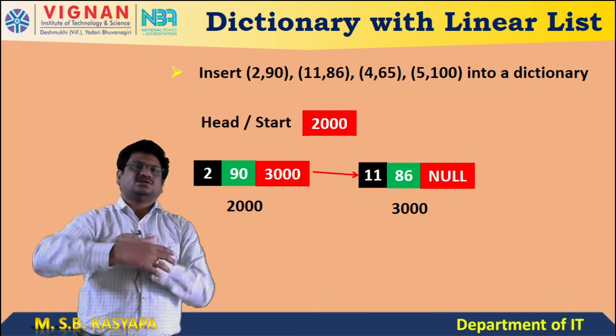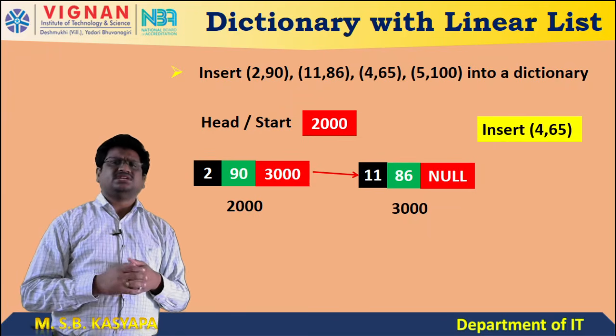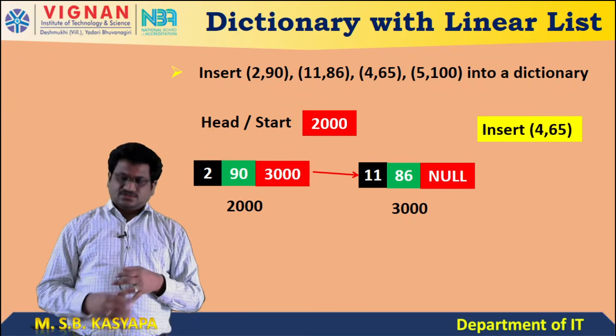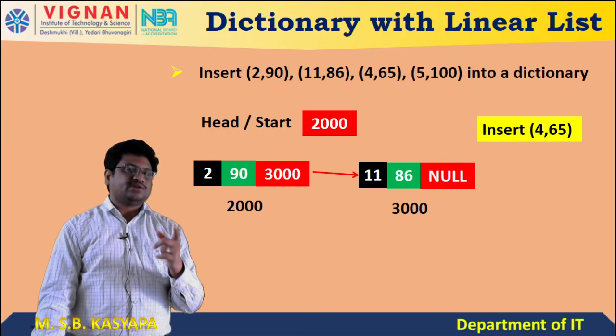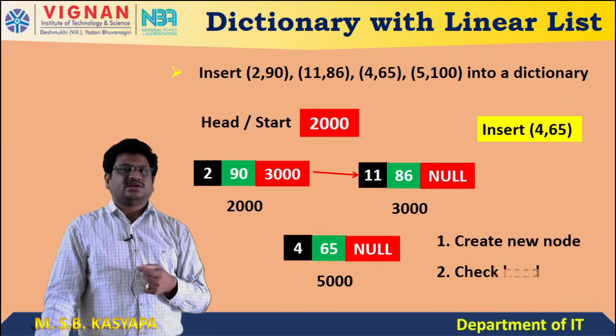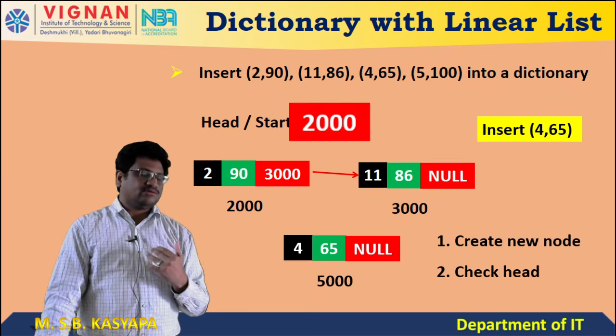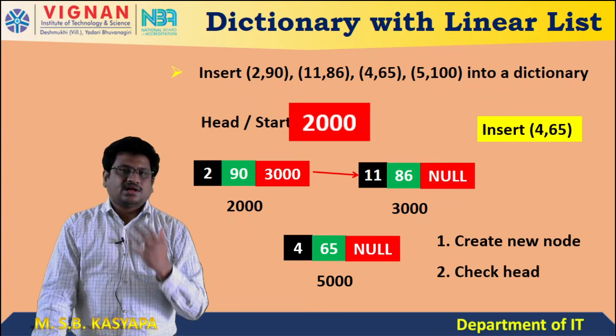Okay, let's insert once again. I need to insert two more values, 465 and 500. Now I am inserting 465. So what is the first process? I have to create a node with the given value. I created one. I am now checking whether the list is empty or not. It is not empty. Then I have to find the appropriate position.